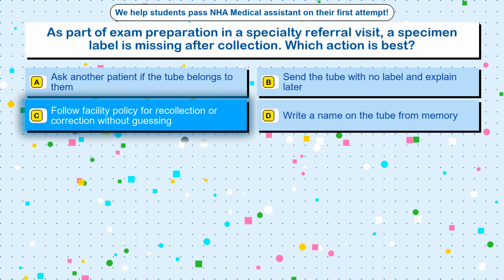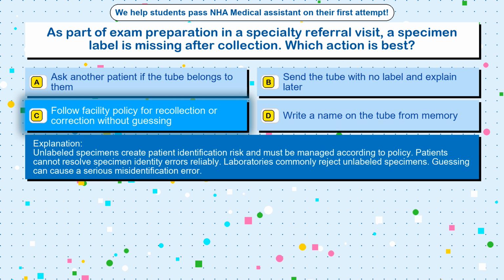Follow facility policy for recollection or correction without guessing. Unlabeled specimens create patient identification risk and must be managed according to policy. Patients cannot resolve specimen identity errors reliably. Laboratories commonly reject unlabeled specimens. Guessing can cause a serious misidentification error.